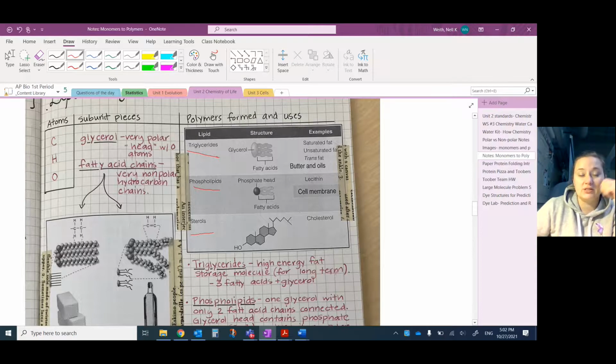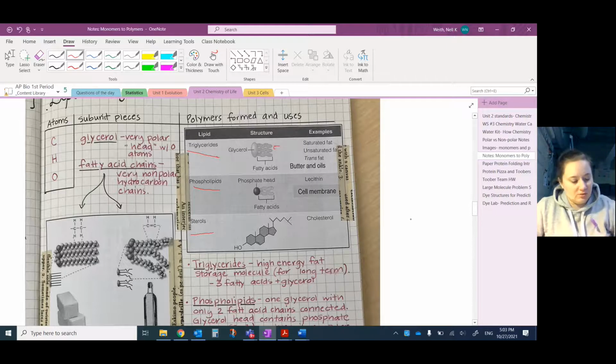Here it says sterols, but I'm fine with steroids. It's a little more common nomenclature. So the triglyceride structure, you can see that we've really abbreviated and not drawn in every single atom here, but you've got the glycerol head, 3 fatty acid chains.